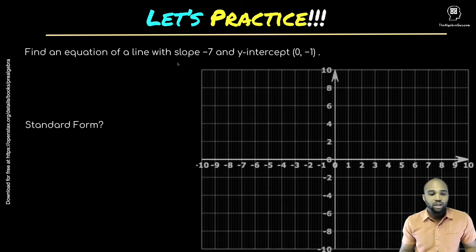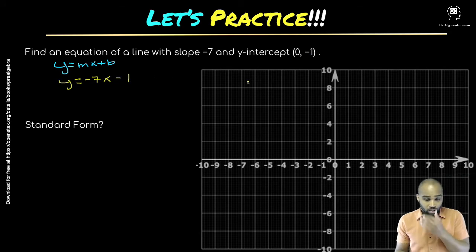Find the equation of a line with slope -7 and y-intercept (0, -1). So what's the equation? I put a graph here. It didn't say graph it, but I want to start out with that graph so you can see the visual as well. If we want to find the equation, we can use slope-intercept form, y equals mx plus b, because they gave us the slope and the y-intercept. So I'm going to say y equals my slope of -7 x and my y-intercept of -1. And then we're done. That's really all we have to do there.